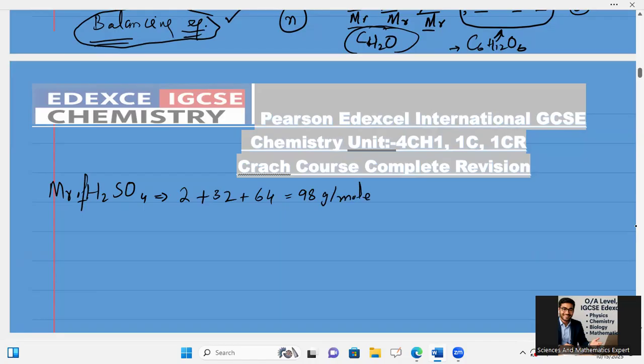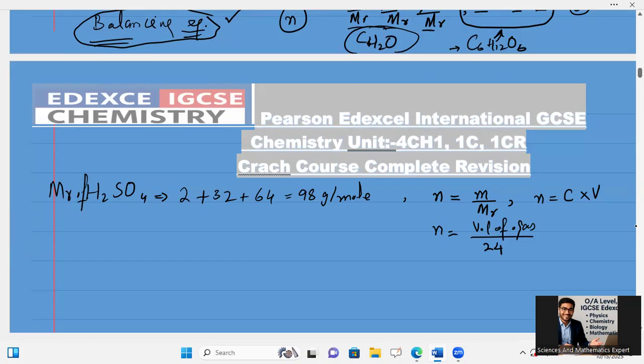And for example, if the question says the number of moles should be calculated, then the number of moles has the formula: mass in grams over molar mass. The number of moles also has the formula: concentration multiplied by volume. And the number of moles can be calculated by converting the volume of gas, which should be divided by 24 dm cube. And this is for the room temperature and pressure case.